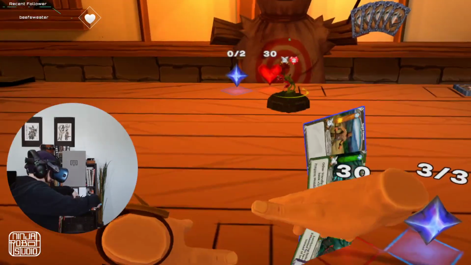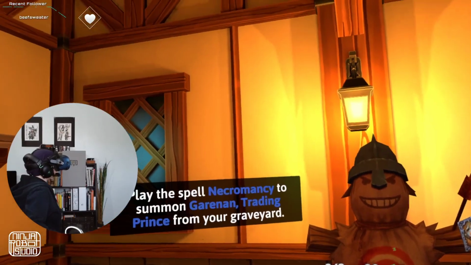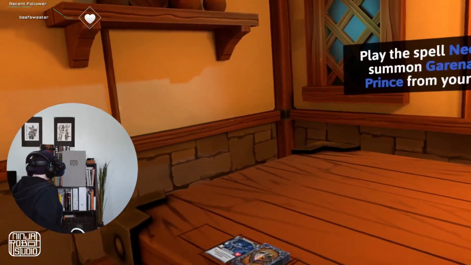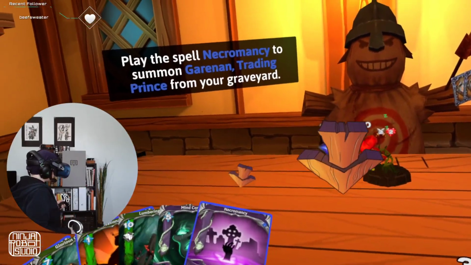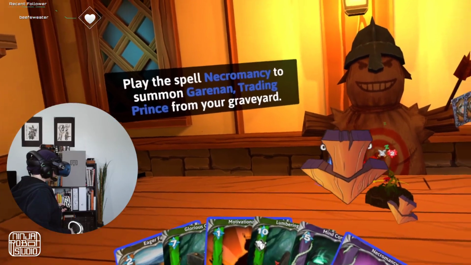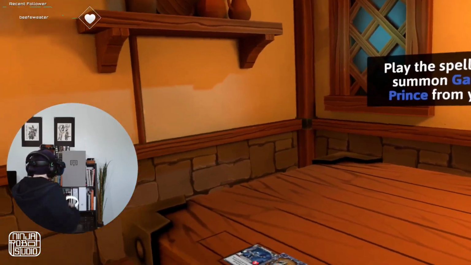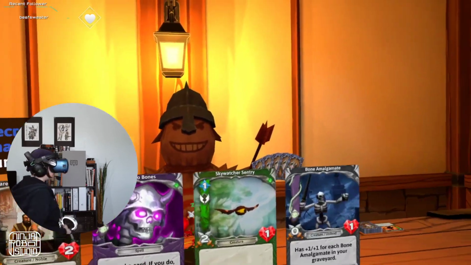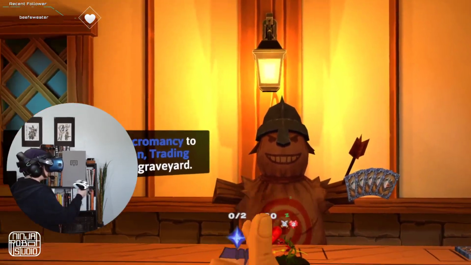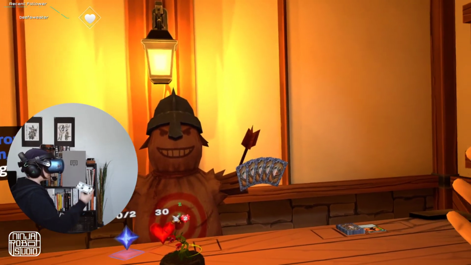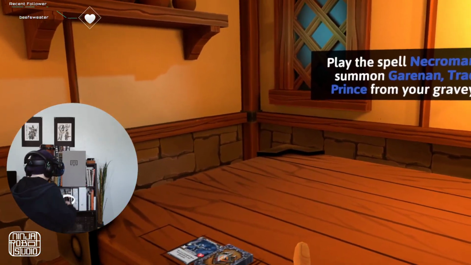Or, like I said, make the table curve. Something else to think about. I accidentally swiped Garanin Trading Prince away, I guess. Okay. I can bring it back like that. And I didn't swipe, so all I did was move my hand up. So that's not a swipe.